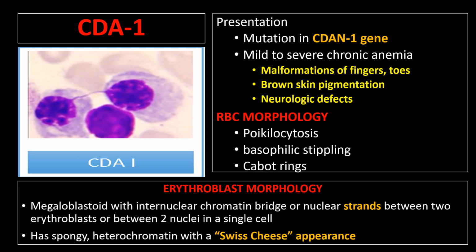For the bone marrow appearance of the cells, we have erythroblast morphology. So CDA1 has megaloblastoid with internuclear chromatin bridge or nuclear strands, as shown in the image. Parang meron siyang sinulid that connects two nucleus between two erythroblasts or between two nuclei in a single cell. So this only depicts an ineffective erythropoiesis because generally dapat walang strand that connects the two nuclei. So also it has a spongy heterochromatin with Swiss cheese appearance of your chromatin.